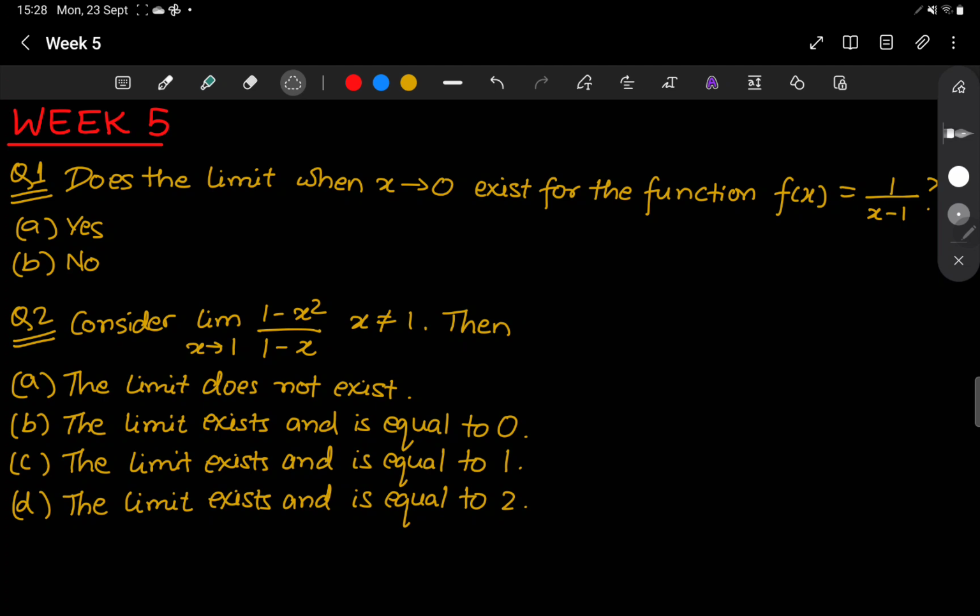Does the limit when x tending to 0 exist for the function f(x) equals 1 over x minus 1? Options are yes or no. So I will start with the true false type, yes no type poll, sorry. So take a few minutes to find out the limit, if it exists or not.